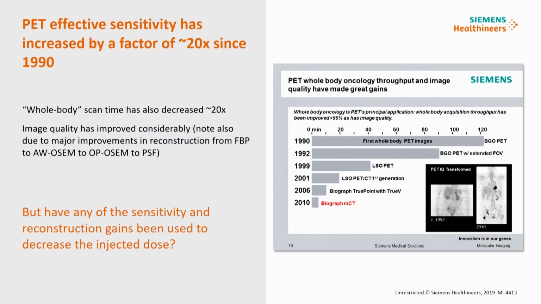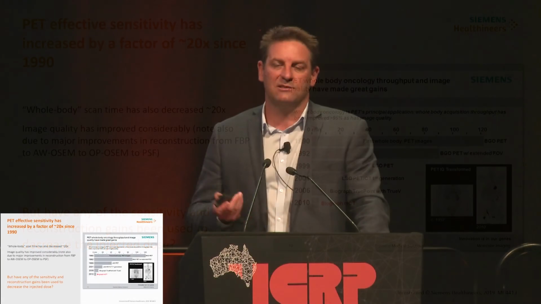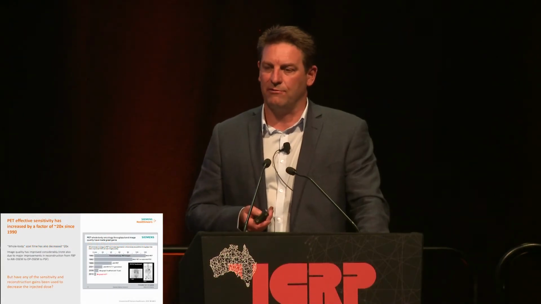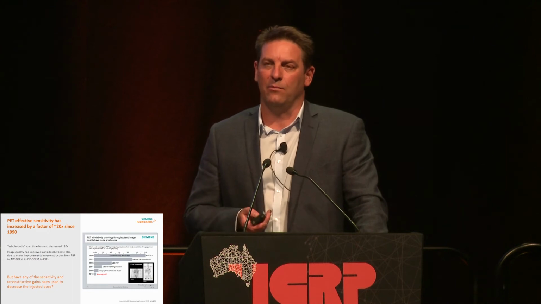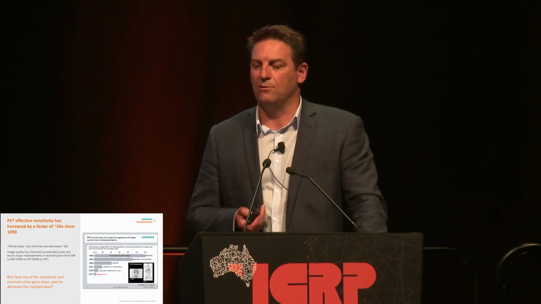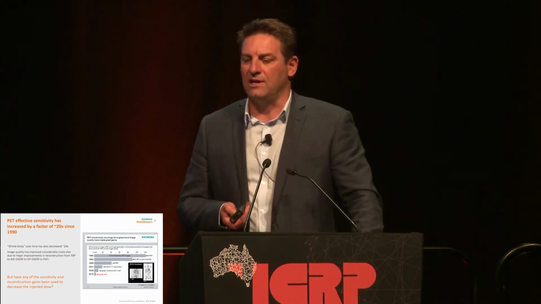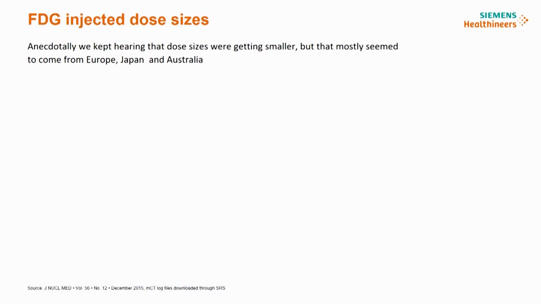So from what I've gone through and some of the technological advancements, we've seen that PET sensitivity or effective sensitivity has increased by around a factor of 20. Scan times have decreased by a factor of around 20. And with reconstruction improvements, we've also seen improvements in image quality. So what has all this actually done to decrease injected activity?